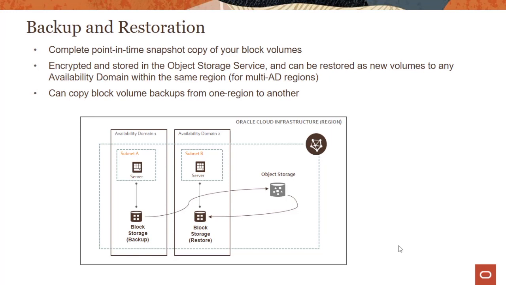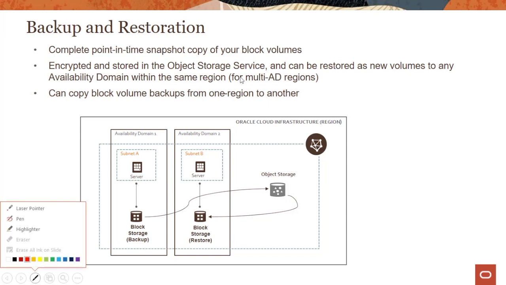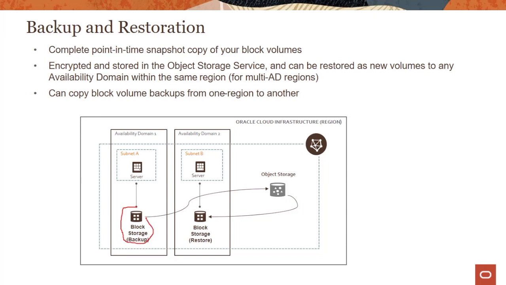Backup, as the slide shows here, is a complete point-in-time snapshot of your block volumes. What that means is, if you take a backup of a block storage device running here, for example, the backup actually goes into object storage, which is a regional service. And then from the object storage, you can restore the backup. Now this is a multi-AD region, right? So you can see availability domain one, availability domain two. You could take the backup and restore it as a new volume to any of the ADs within the same region.